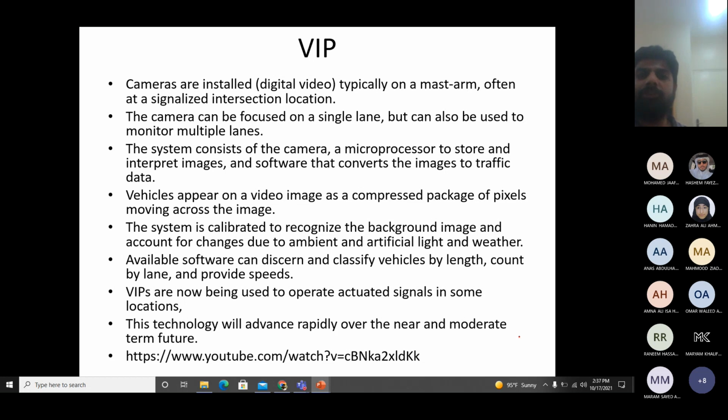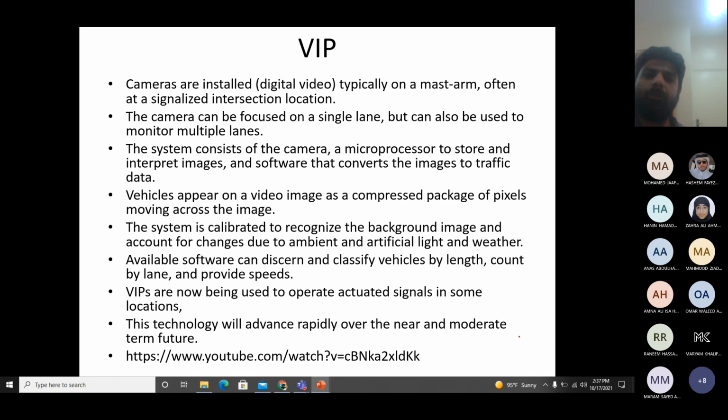So video image processing: you install cameras on the road. The cameras will record the video of traffic flow. Later on, the video will be uploaded to a traffic software or a general purpose software like MATLAB. MATLAB also has tools by which it can extract the movement of vehicles from a video. These cameras are very commonly used on intersections, because otherwise you have to do it manually.